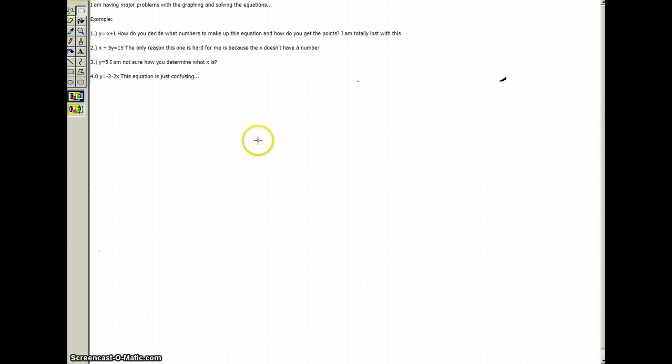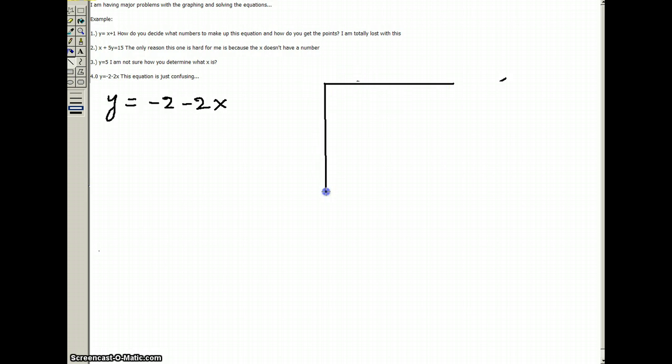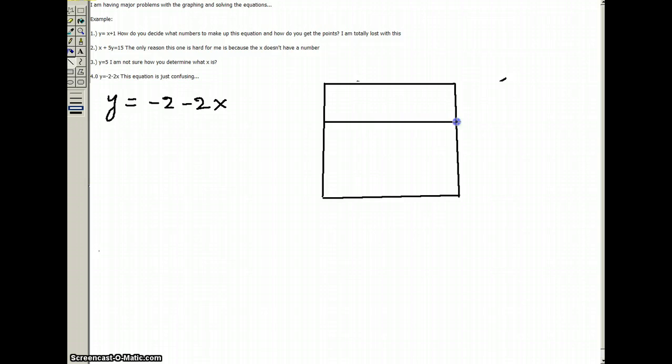y equals negative 2 minus 2x. This one, we can apply the table that we did before. So we're going to draw a table with 3 rows and 2 columns. Let's start by drawing the rows, and then we draw the columns. So this is my table. Row number 1, row number 2, and row number 3. These are my columns.